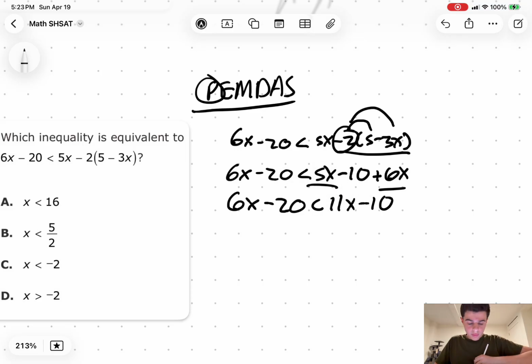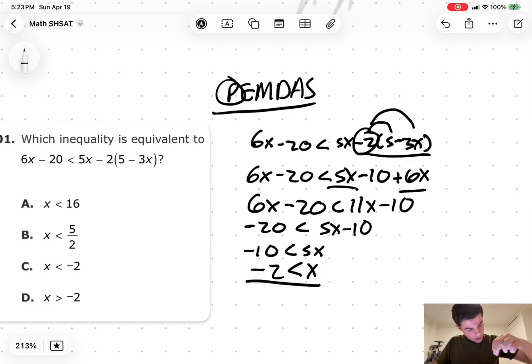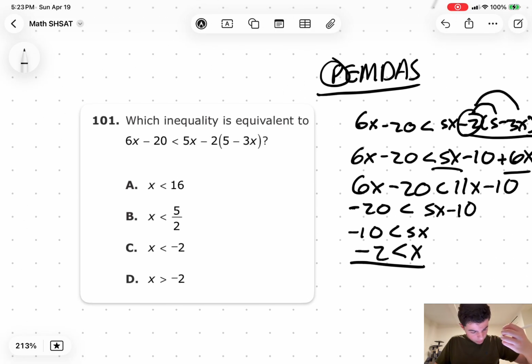Now we can subtract 6x from both sides, so we can get negative 20 is less than 5x minus 10. Now we can add 10 to both sides, so we can get negative 10 is less than 5x. Now, finally, we can divide both sides by 5 to get x is greater than negative 2, which, let's look at this, is answer choice D. And remember, this might be a little confusing, but this is the same thing as what we wrote here. It's just that we wrote it completely flipped, but they are equivalent.